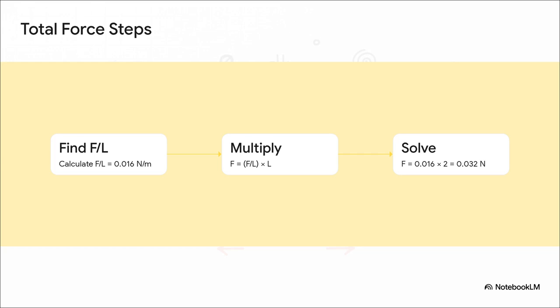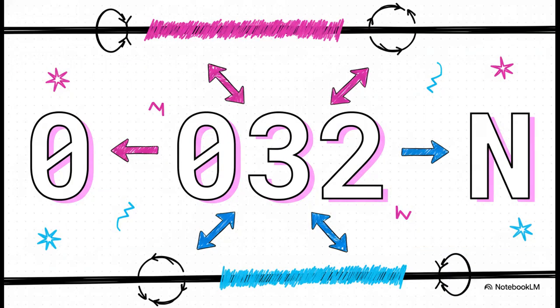But we want the total overall force across the whole length of the conductors, so we simply take that rate and multiply it by our 2 meter length. That gives us a grand total of 0.032 newtons. Now look at those currents. They are opposites. So what does that mean? Yep, it's a repulsive force. Those wires are actively trying to shove each other apart.